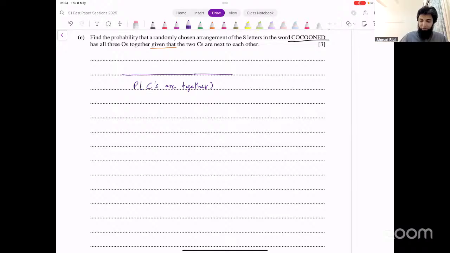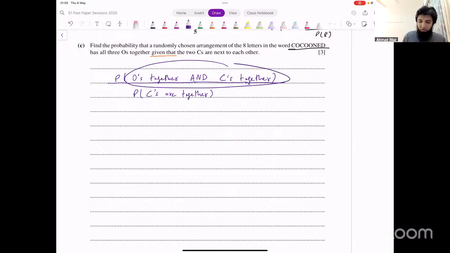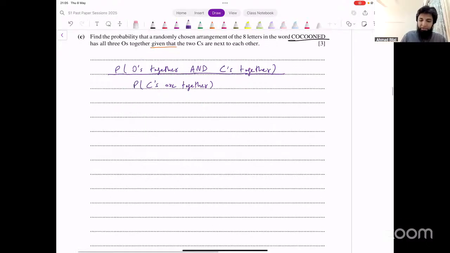And in the numerator, we're talking about intersection, right? Intersection of what? The O's are together and the C's are together. Both of these conditions have to be met for the numerator probability. Numerator is when both conditions are met. Denominator is when the given condition is met. So we have to find these two things.